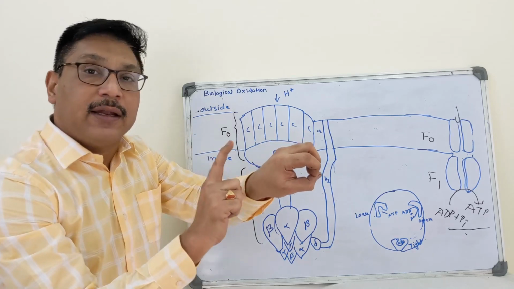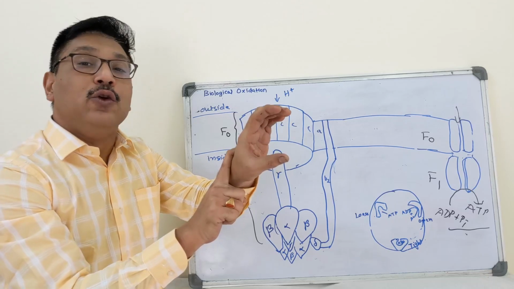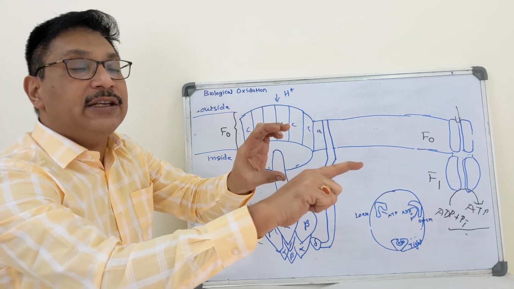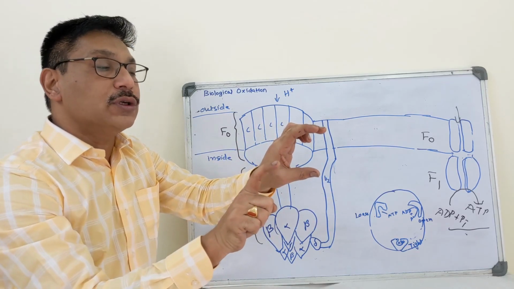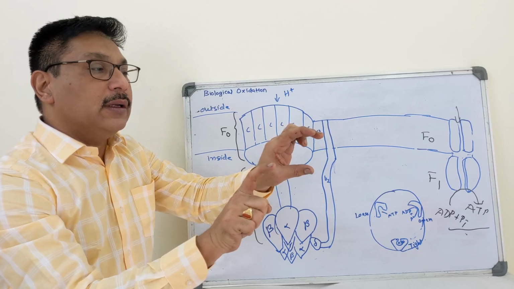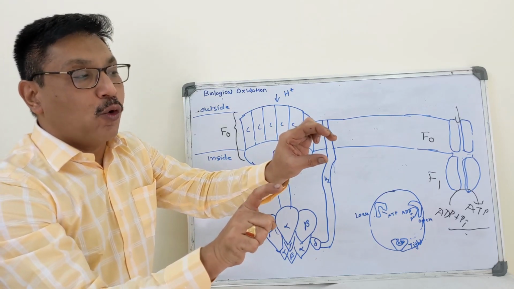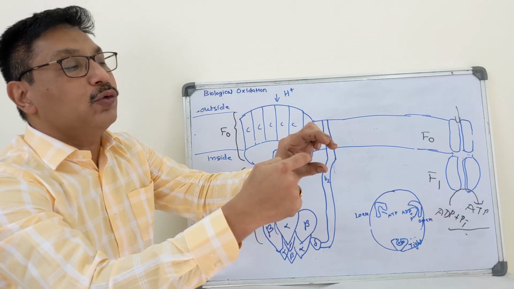When the gamma axle hits the beta subunit, this leads to the loose conformation, leading to release of ATP. Now when this gamma axle moves forward, this causes the conformation to change to open. ADP and Pi will enter into the beta subunit.